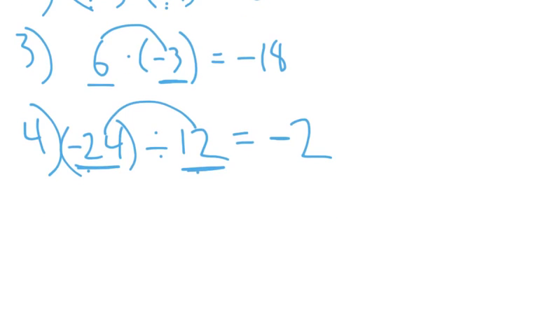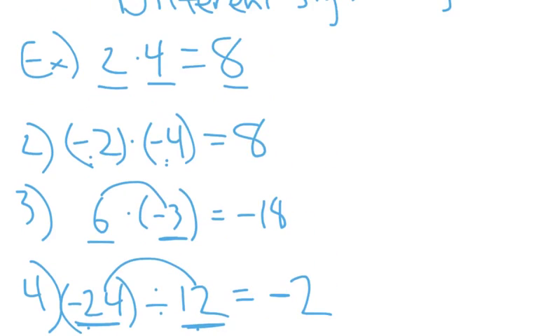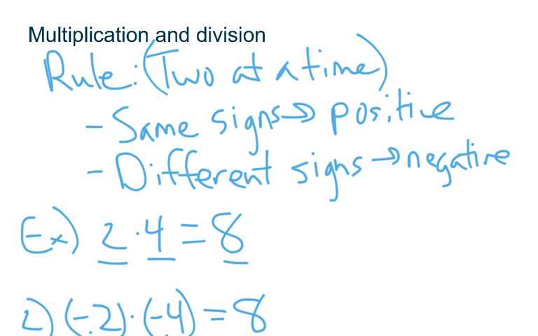And then one more. Let's go with -39 divided by -13. We have 2 of the same sign. They're both negative, so the final answer will be positive, and you just do 39 divided by 13, which is 3. And so that's the beauty of doing integer operations with multiplication and division. It's super simple. Same signs, positive, different signs, negative.